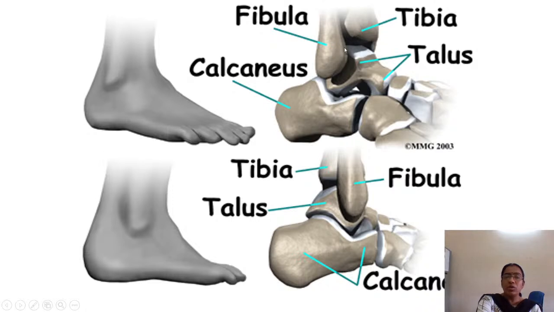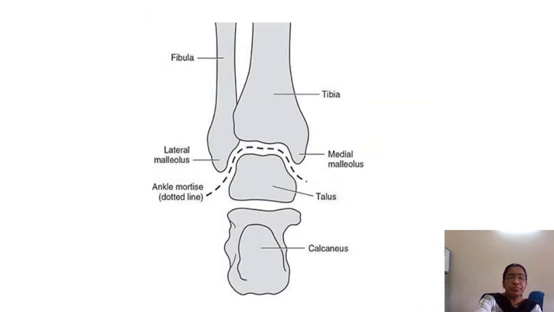The distal end of the tibia and fibula will be articulating with that of the talus and forms a joint which is called the ankle joint, which is a uniaxial synovial type of joint, where the movement is only in one axis, that is dorsiflexion and plantar flexion. So this is about the type of the joint.